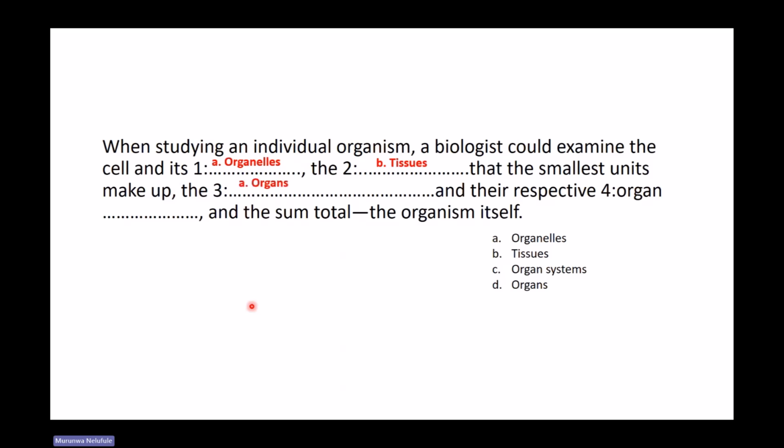I think you missed the last one. Sorry, and the organs and their respective organ systems. Am I the one who's wrong, or is she correct? I said organs and their respective organ systems. Oh, sorry about that. That's me getting old then. All right, well done. You're correct. So the organelles and the tissues are the smallest units that make up organs and their organ systems. Well done, guys. You guys are super dope, this is good.